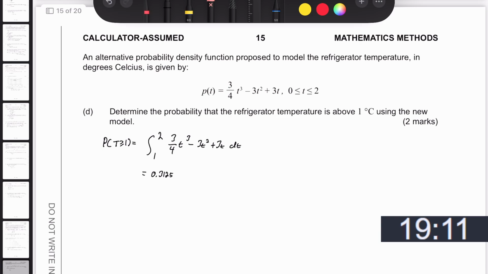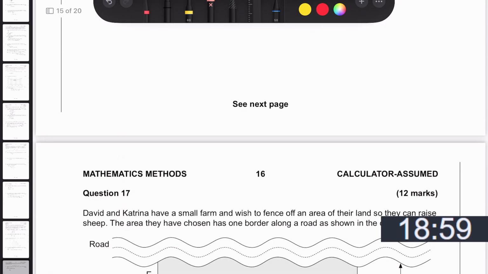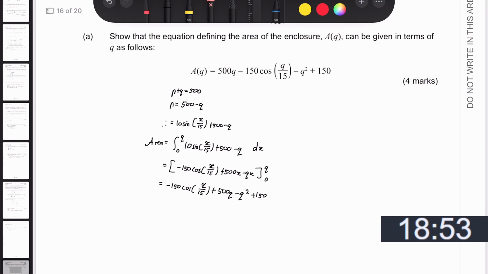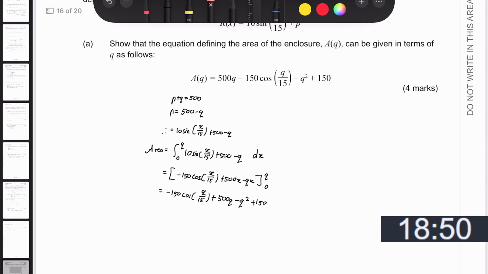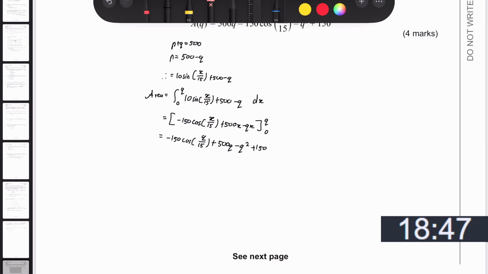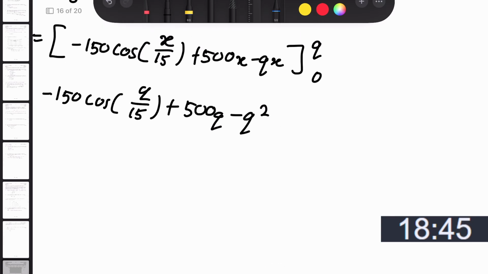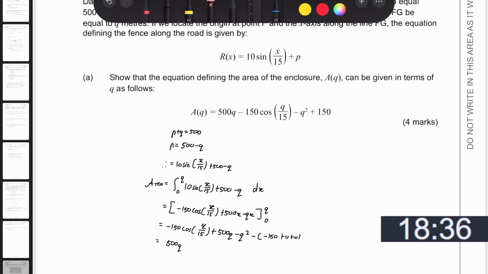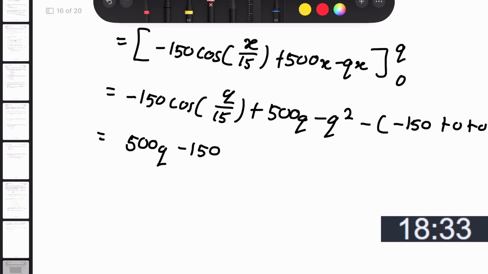Okay, the probability of being above 1 degree Celsius, so I'll take an integral from 1 to 2 of 3 on 4 times (x cubed minus 3x squared plus 3x) dx, 0.3125. And then this can be given as q in the following. So I showed it, so yeah. Maybe I'll show how I got this minus 150. So it's minus negative 150 plus 0 plus 0. So then this is 500q, or 0 exactly as how they did. Minus 150 cosine of q on 15.